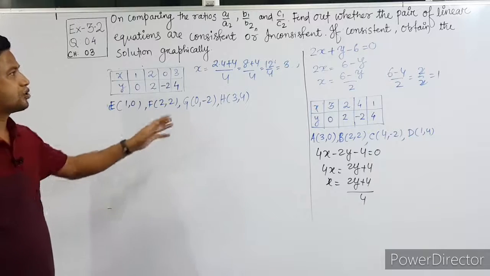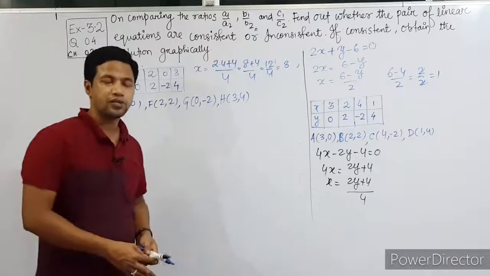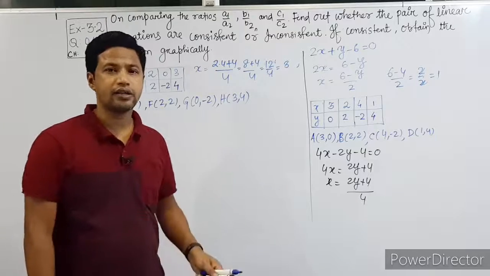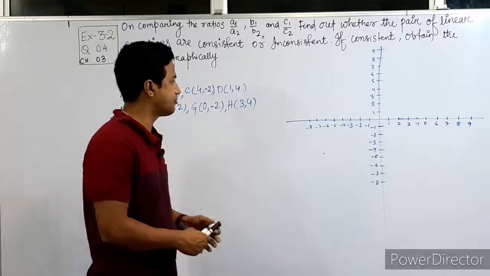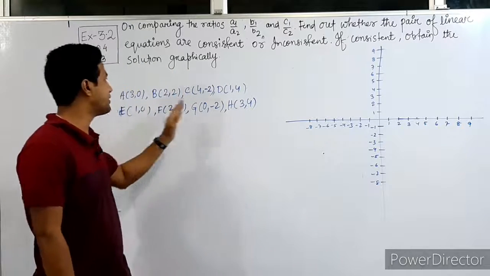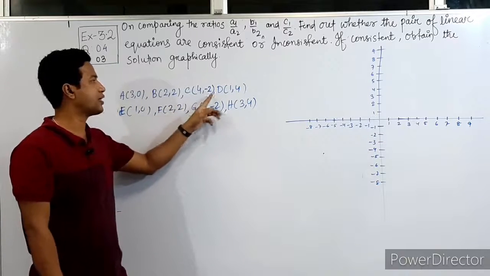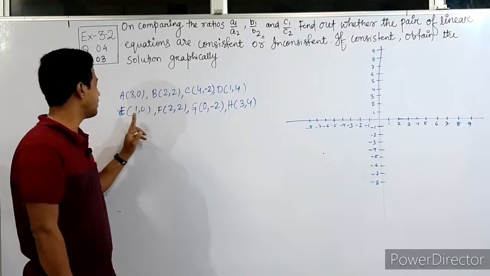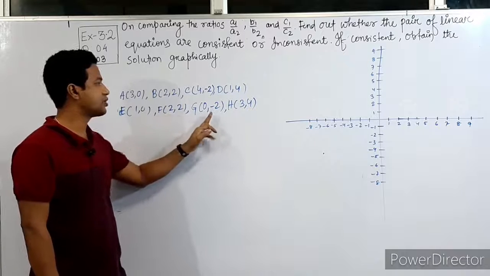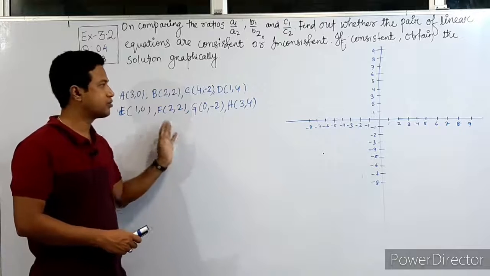After that, it is told that if consistent, we are going for the solution graphically. So let's go for the next thing, that is the graphical method. From the previous two equations, we got the points, that is A (3, 0), B (2, 2), C (4, minus 2), D (1, 4), E (1, 0), F (2, 2), G (0, minus 2), and H (3, 4). So we are going to plot those.